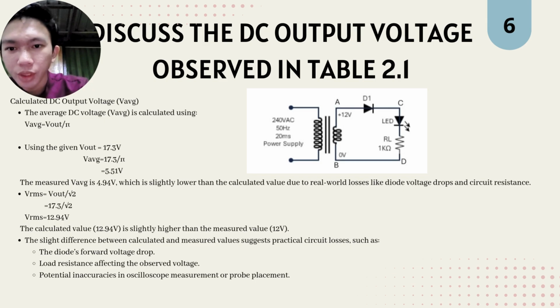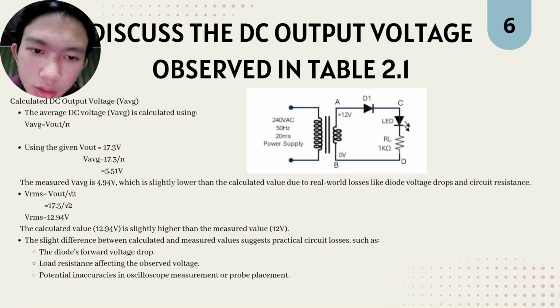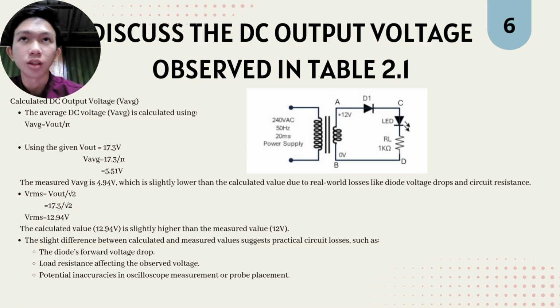5.51 volt. The measured average voltage is 4.94, which is slightly lower than the calculated value due to real-world losses like diode voltage drop and circuit resistance. So it means there is something wrong with the diode or the circuit.